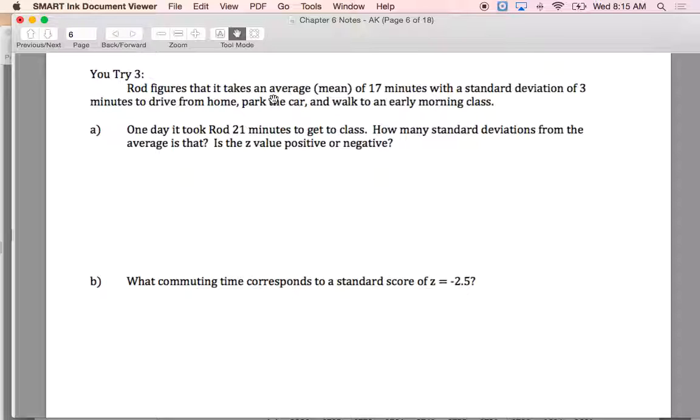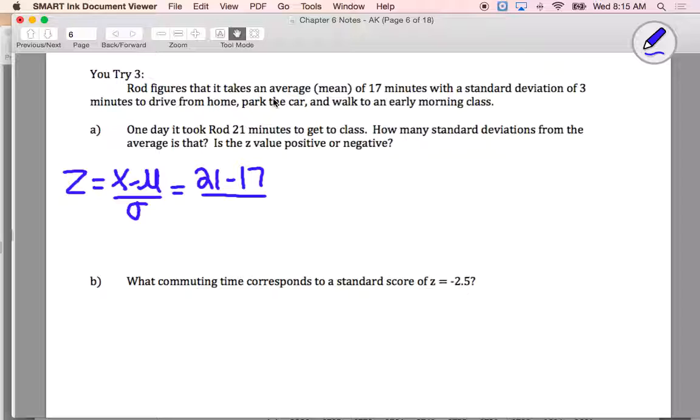So you are solving for your z if they want to know how many standard deviations. So your z is equal to x minus my mu over my sigma. So when it says it took Rod 21 minutes, that's your x. That's what we're testing against our mean, which they told us our mean was 17, and our standard deviation, which is 3. So again, type that into our calculator. And then you should have gotten 1.33. So when they ask how many standard deviations away from it, it would be 1.33 standard deviations from the mean.